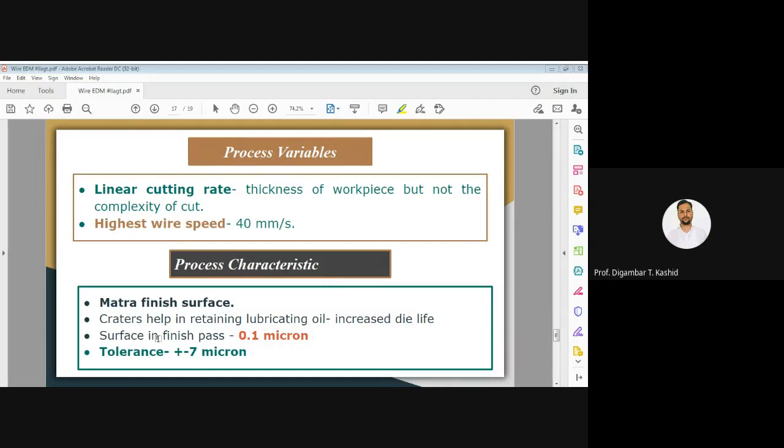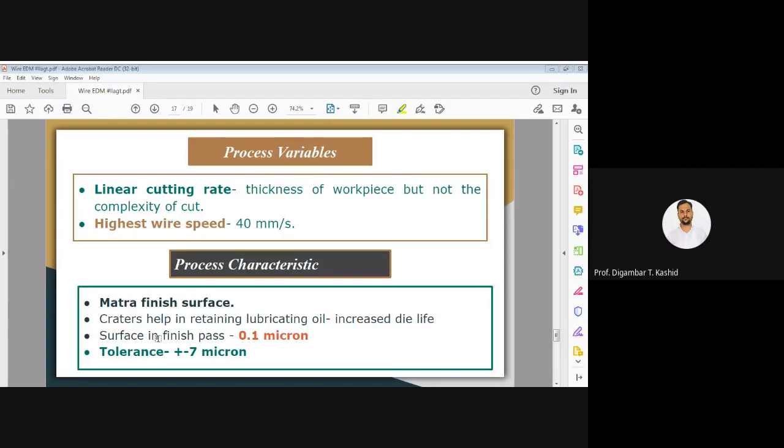So for better lubrication, this wire EDM process can be used. Because in a finishing pass, you will get a surface finish of about 0.1 micron, and the tolerance you can keep is plus or minus 7 micron. That can be achieved.